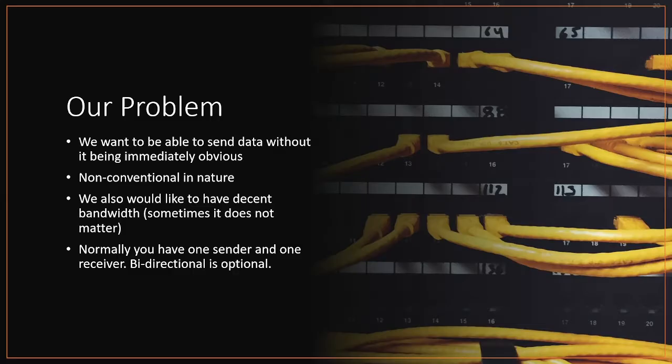So the problem here is what I was just going over. We want to be able to send the data without it being obvious. A lot of times you might try to go for non-conventional things in nature. One of the main things I want to keep in mind here is that we have a sender and we do have a receiver. You might relate this to people in China that are trying to get information out to people that aren't in China.